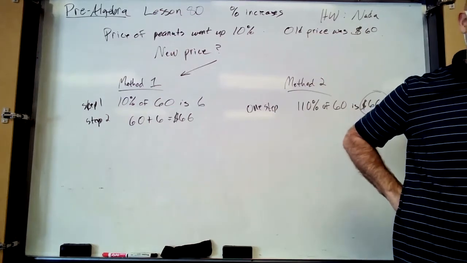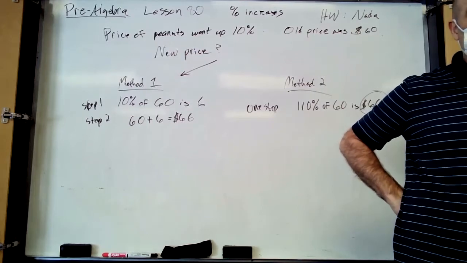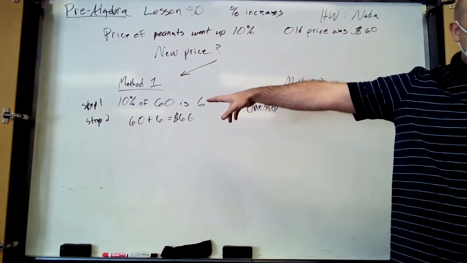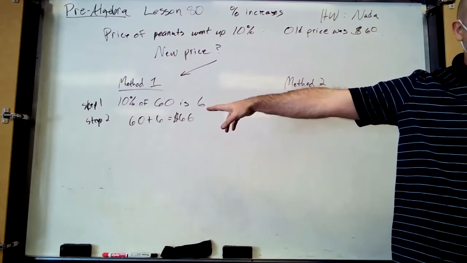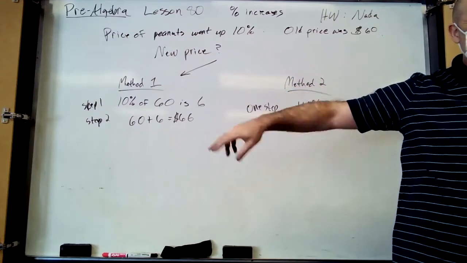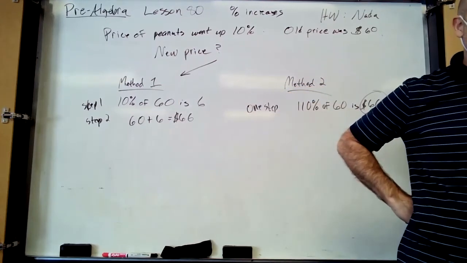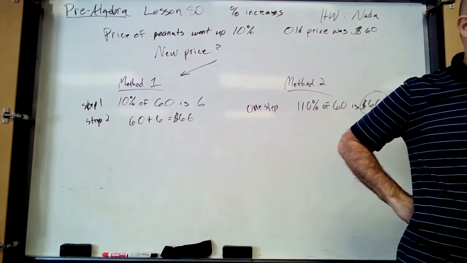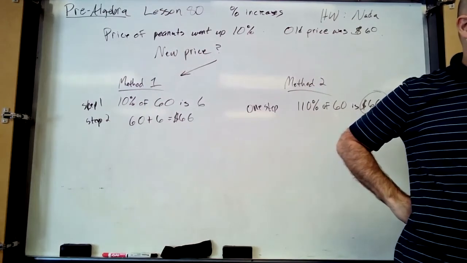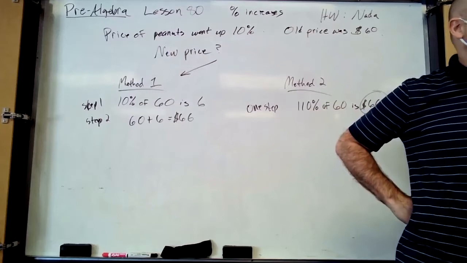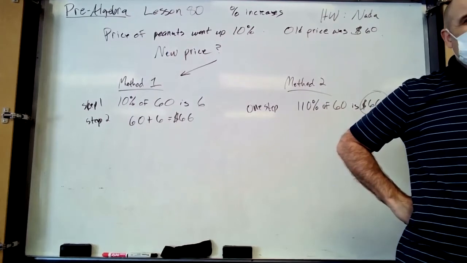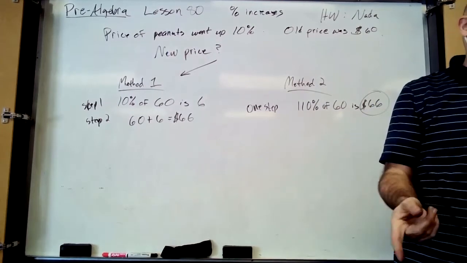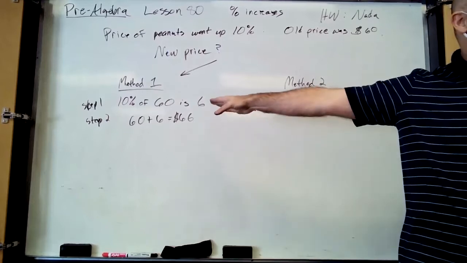Now, math-wise, if you didn't have a calculator, it's easier to do this because you can find 10% of anything. Just move the decimal over one place. What's 10% of 123? 12.3. Okay, and then you can add that to 123, and so it's easier to do that when you're doing 10%.